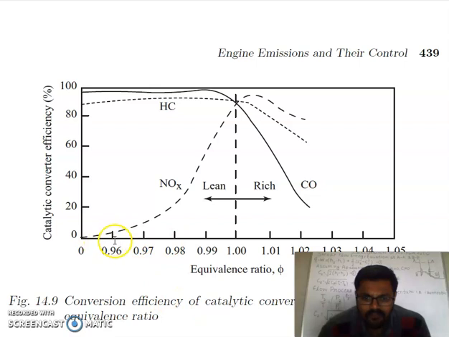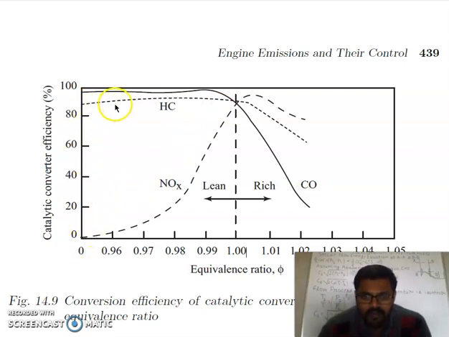You can see when the fuel equivalence ratio is 0.96, the NOx efficiency of the catalytic converter is very poor. But when you go to the equivalence ratio 1, the NOx efficiency is almost 85%, and when you use almost 1.01, the NOx efficiency is almost 90%. So if the mixture is at or near the equivalence ratio, the NOx conversion to less harmful gases, or the NOx conversion efficiency of the catalytic converter, is at maximum.